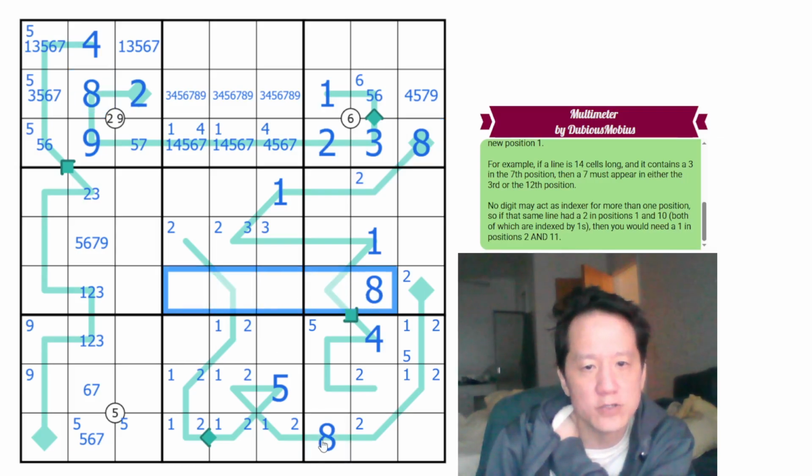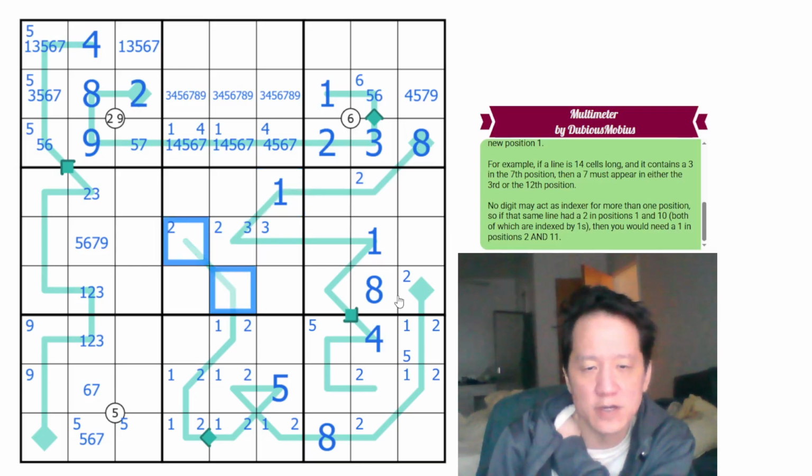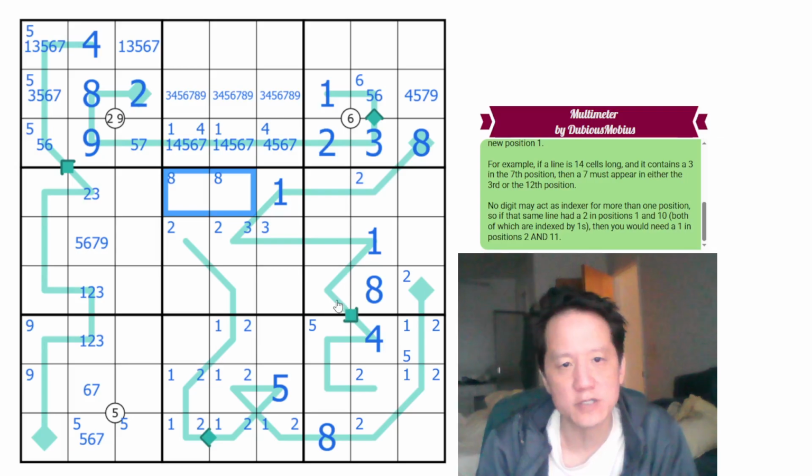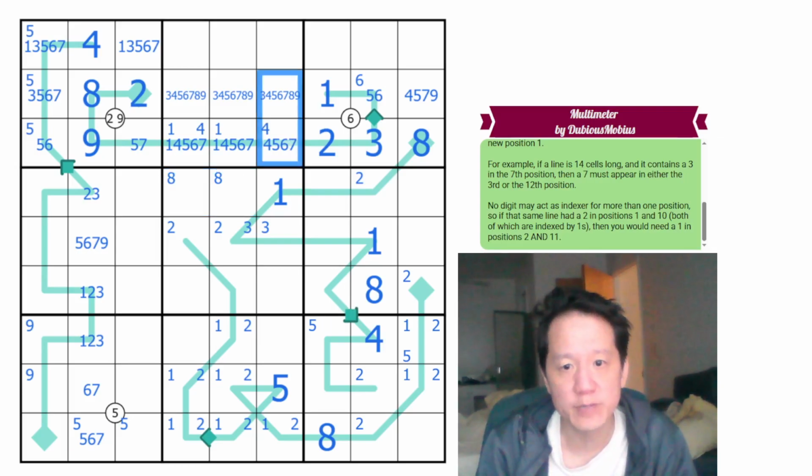Okay, so we also have an 8 here. 8 cannot be on this line, and it cannot be on this line. And 8 can't be here. 8 can't be here. 8 can't be on this line, so one of these 2 is an 8. And these can't be 5.